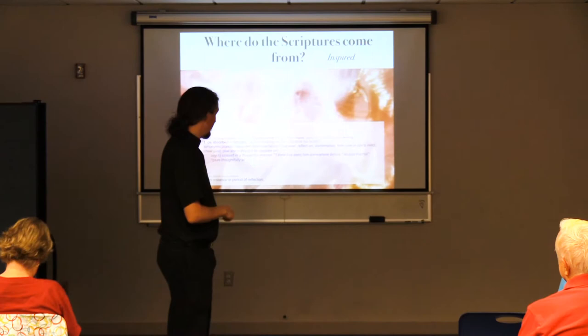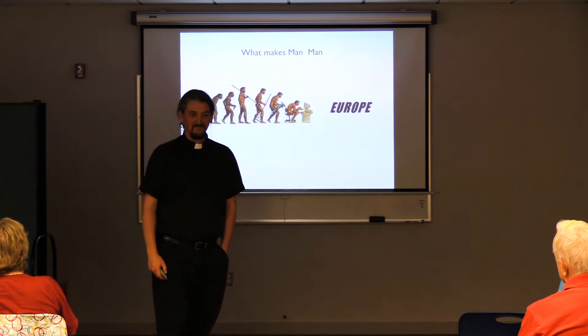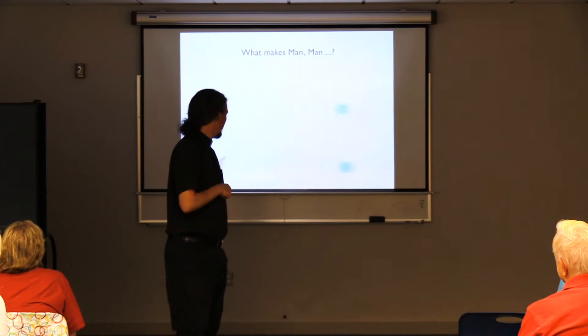So in that, when you look at this, the main theme of Scripture is ultimately answering the question, what makes man man? Okay, I like this, of the modern evolution of man. Have you ever seen Europe? Have you ever seen Asia? Japan is evolving into robots. Okay. Other mythology. But anyways, the real question in Scripture is, what makes man man?